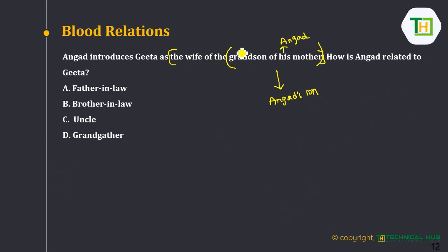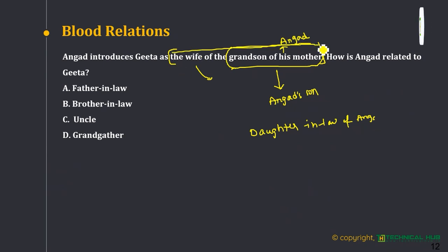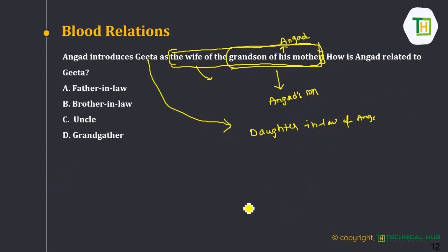Now the entire phrase is replaced with Angad's son, so the sentence becomes the wife of Angad's son. Angad's son's wife is nothing but the daughter-in-law of Angad. So this entire sentence is replaced with the daughter-in-law of Angad. So Geeta is the daughter-in-law of Angad. That is the relation I got.